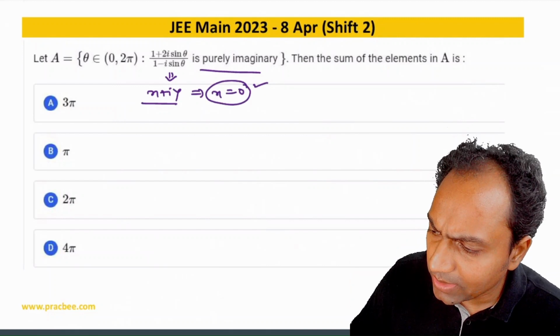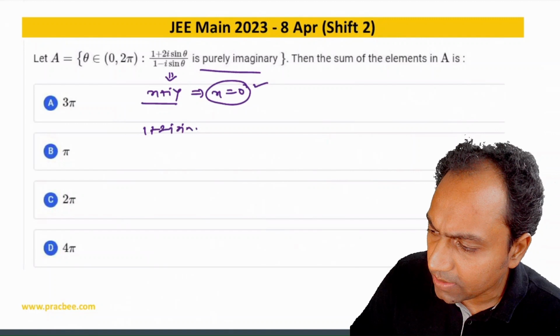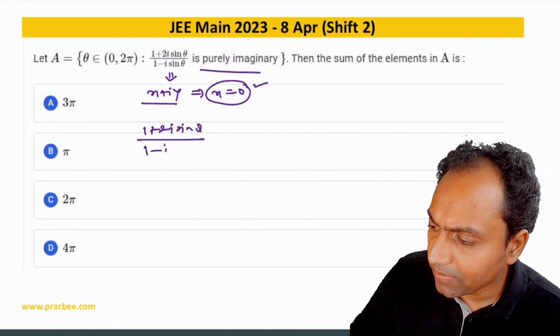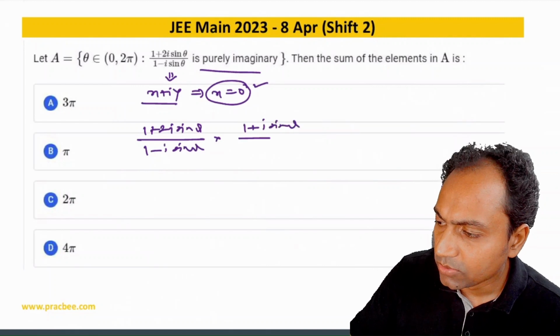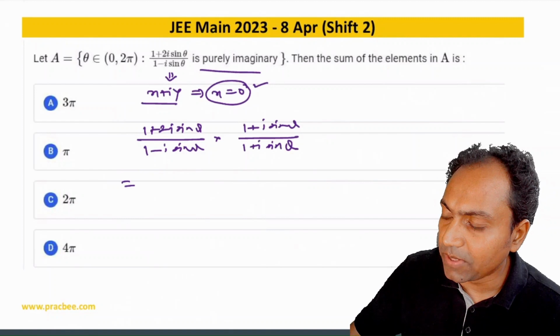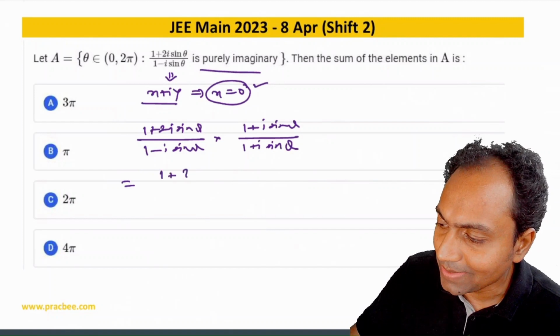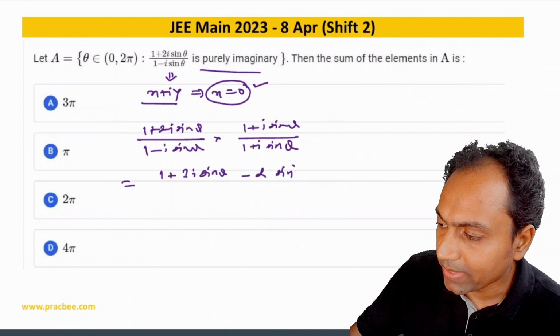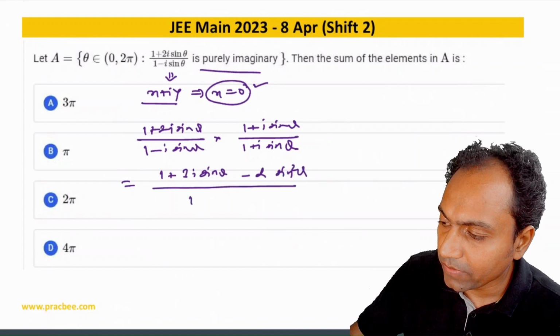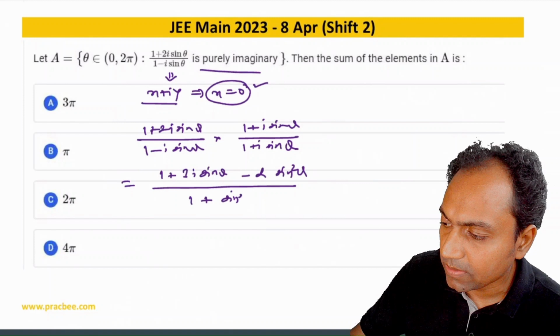So what you can do is take this 1 by 1 minus i sine theta and multiply with its conjugate, so 1 plus i sine theta. This is what we do in division. The same technique that I told you for division, we are using it. If I simplify it, in the numerator, it will become 1 plus 3i sine theta minus 2 sine square theta. In the denominator, what we get is 1 plus sine square theta.